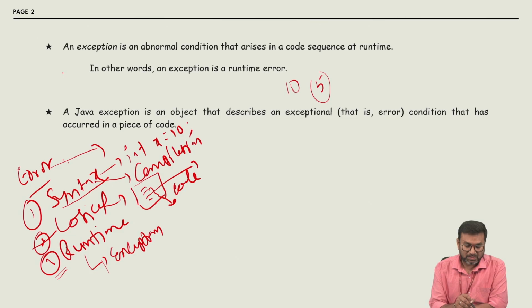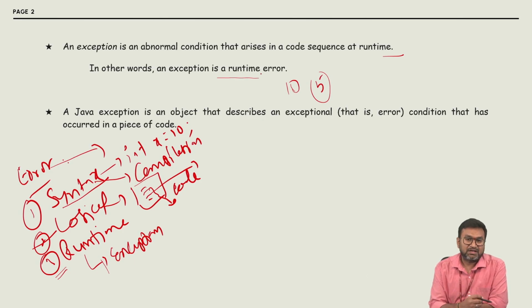If we see the actual definition, an exception is an abnormal condition that arises in our code, whatever we are writing and executing. During program execution, that is at runtime, JVM is going to identify that and throw that exception. Simply, in other words, this is how we can define an exception.